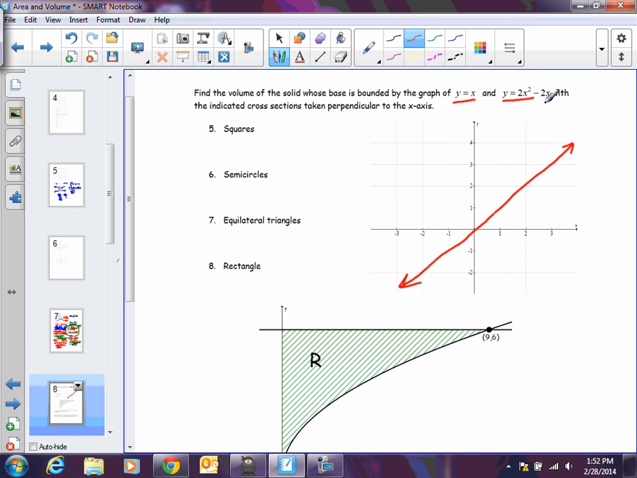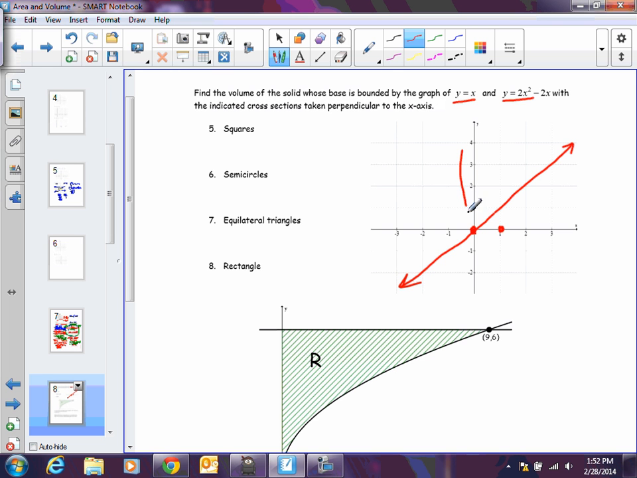y equals 2x squared minus 2x. What shape is that going to make? Parabola. How do you graph a parabola? Plug in x values. Plug in 0, you get 0. Plug in 1, what do you get? You get 0 again. And in fact, these are the 2 roots. For a parabola, could you have more than 2 roots? No. And this is facing up.